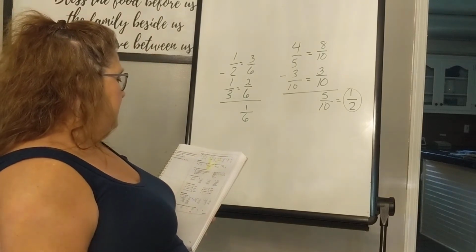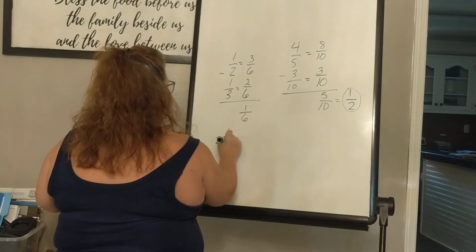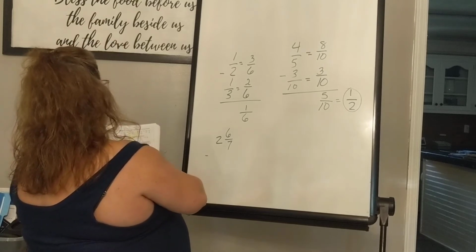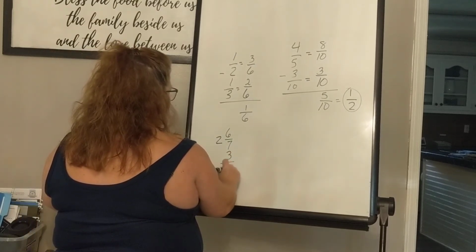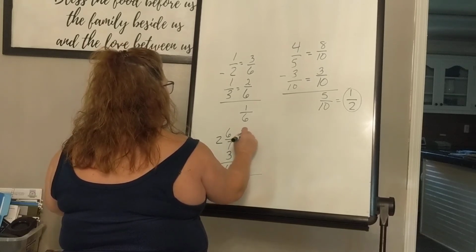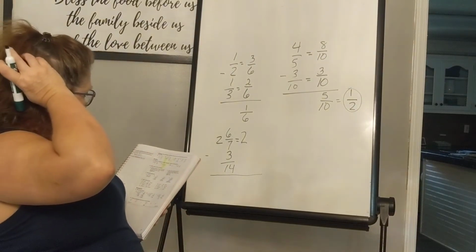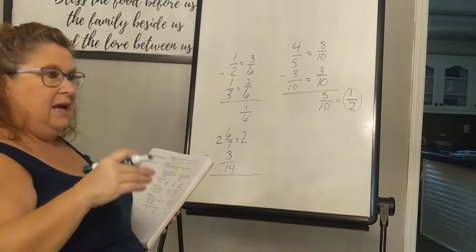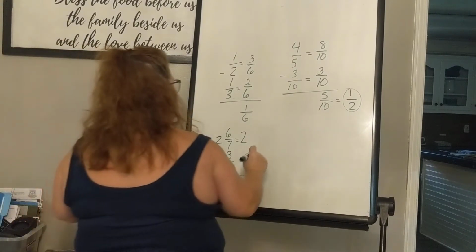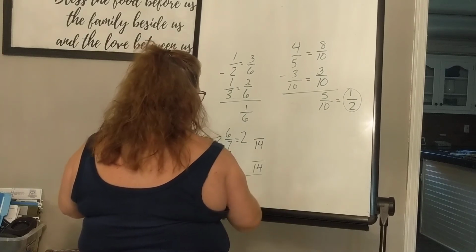Look at letter C. We have 2 and 6/7 minus 3/14. So just like when I'm adding or subtracting, I will always rewrite my problem, bringing my whole number over first. And then I'm ready to find my common denominator. I know that I can count by sevens and get to 14, 7, 14. So 14 is going to be my least common denominator. I'll go ahead and write that up and set up to make my equivalent fractions.